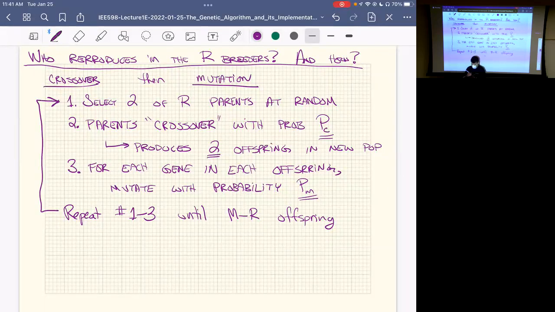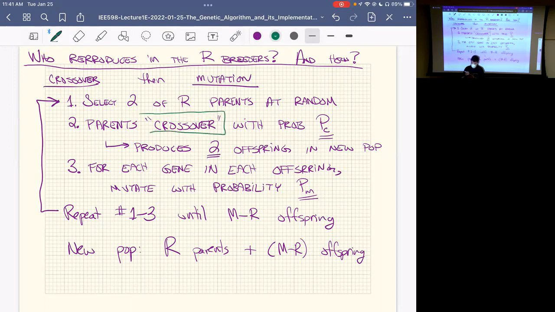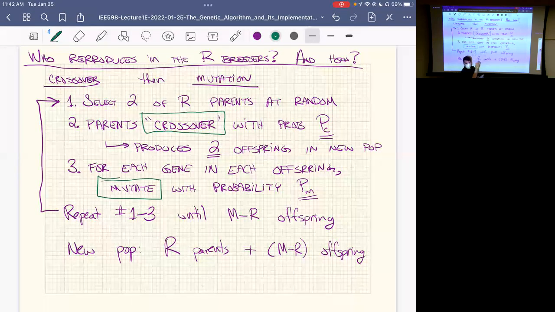And then our new population will be the R individuals, the R parents, plus the M minus R offspring. And so now all we have to define is exactly what we mean by crossover and exactly what we mean by mutate. All right, so questions on this process?